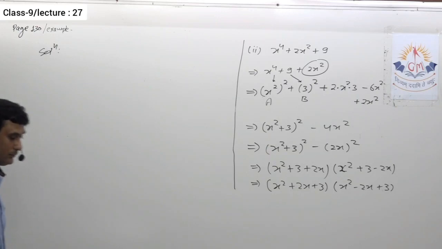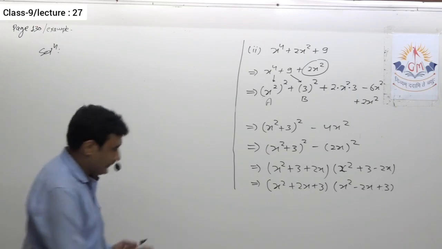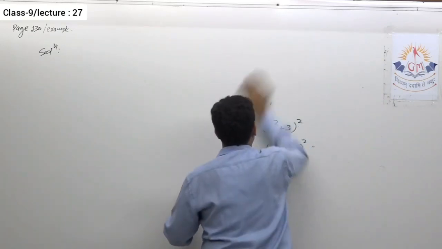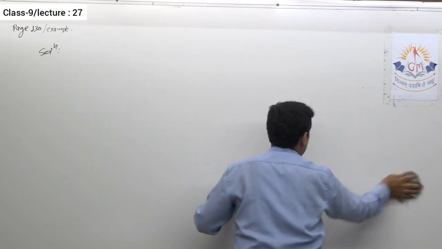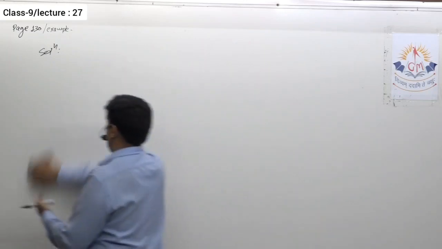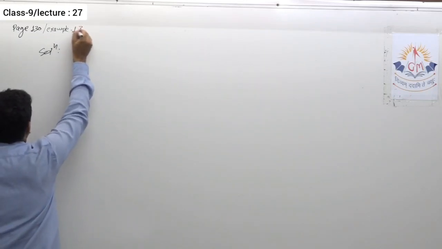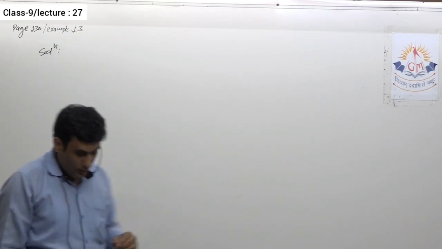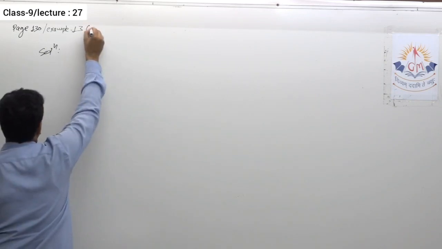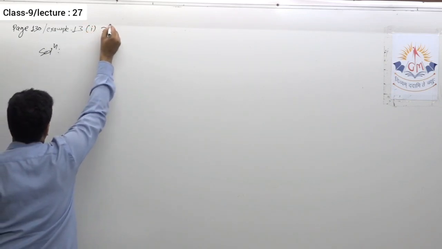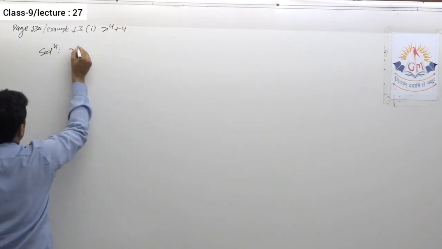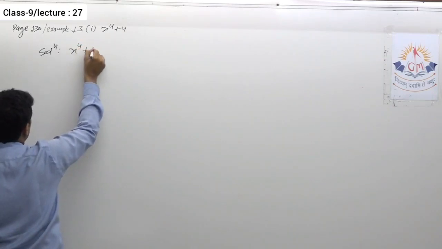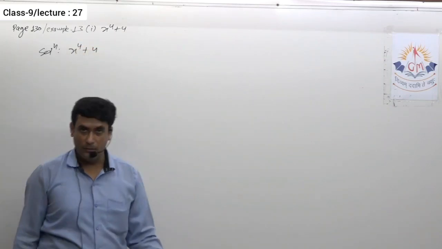Okay, now we'll see example number 13, page number 130. So the first one is x raised to 4 plus 4, isn't it? x raised to 4 plus 4. So this is a little bit easier. Why is this a little bit easier? Because there are two terms and both are complete squares.